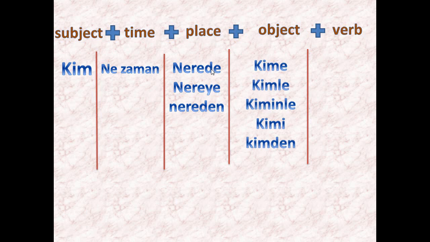And for the object we can ask kime, kimle, kiminle, kimi, kimden. Kime means to whom, kimle or kiminle means with whom, and kimi means who the verb has been exposed to, who the object is. Kimden means from whom.